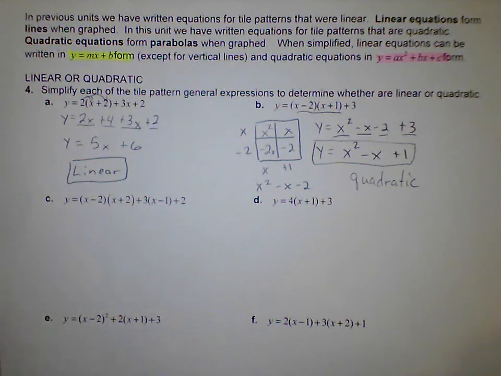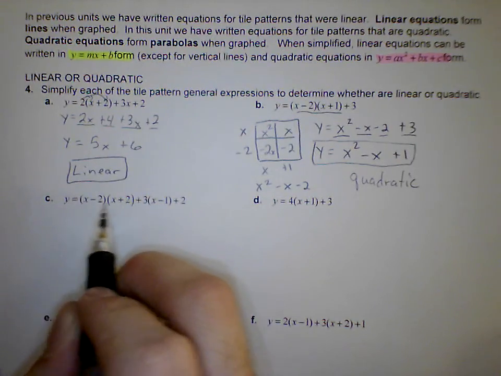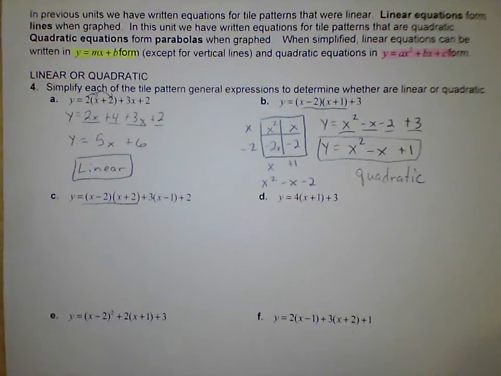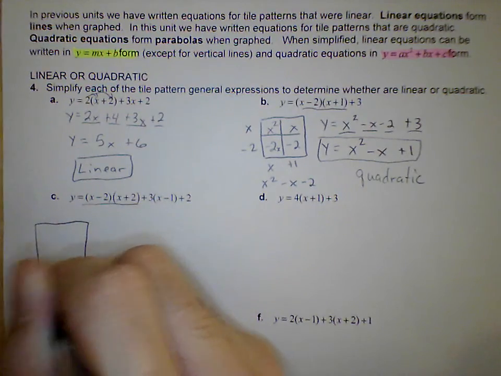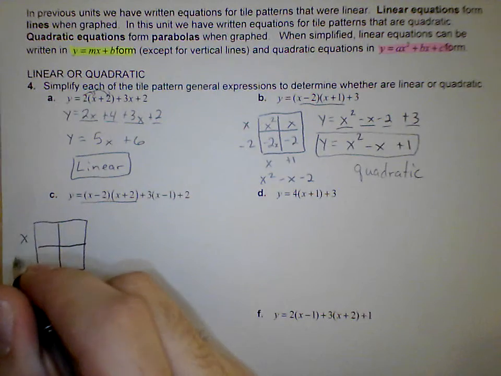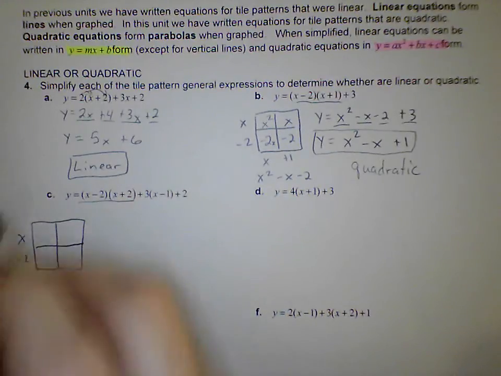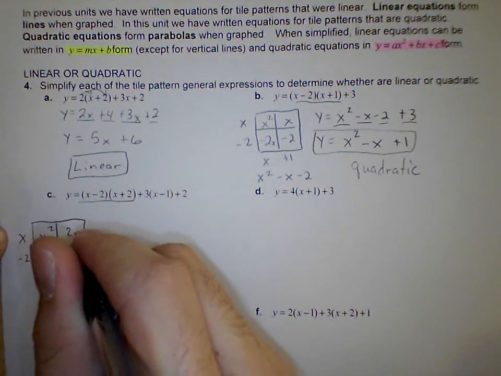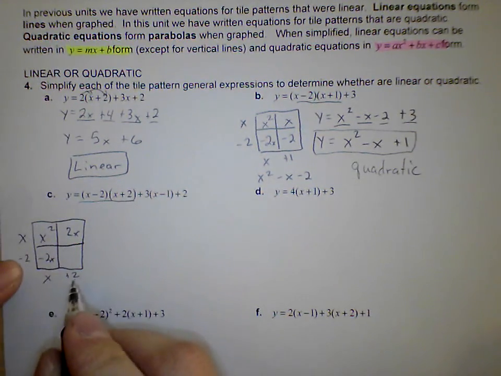Continuing on to C. Once again, we've got the x minus 2 times x plus 2. So here we have area of a product form. We're going to have to turn that into area as a sum. So let's draw the box. x minus 2, x plus 2. x times x is x squared. x times positive 2 is 2x. A negative 2 times x is negative 2x. And negative 2 times positive 2 is negative 4.